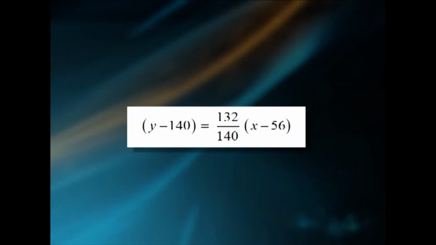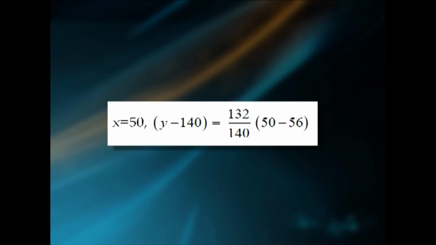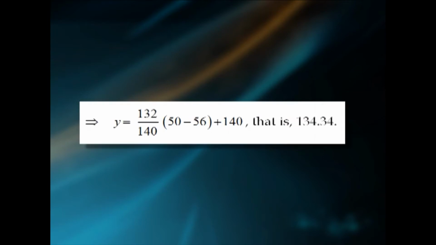Hence, the line becomes y minus 140 equal to 132 by 140 into x minus 56. When x equal to 50, y minus 140 equal to 132 by 140 into 50 minus 56. This implies y equal to 132 by 140 into 50 minus 56 plus 140, that is 134.34.